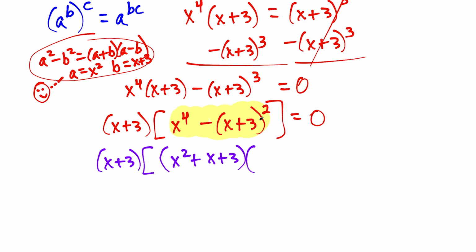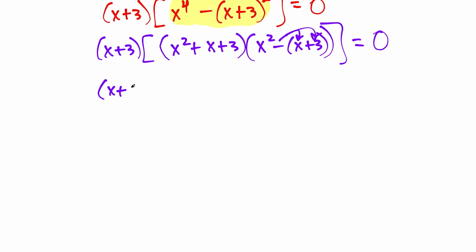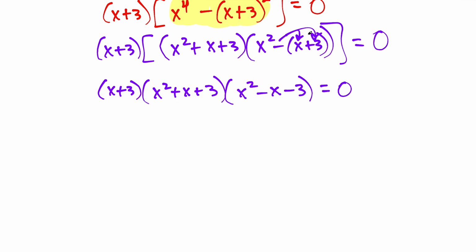And then for the next part, we just have to be careful. A minus b is x squared minus x plus 3 entirely, so we have to use the distributive property here. We have to send the minus through just to make sure that we get the correct result, and all of this is set equal to 0. So now we have x plus 3 times x squared plus x plus 3, and in our last parentheses, x squared minus x minus 3, because once again, the negative distributes through.